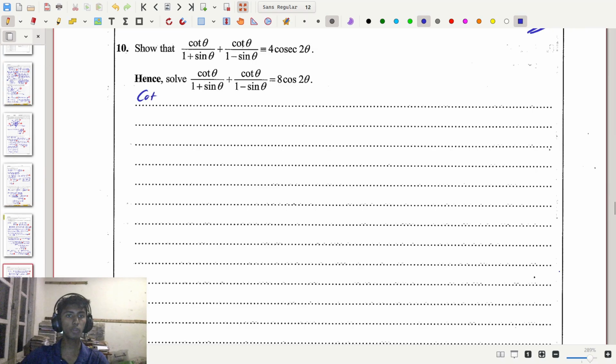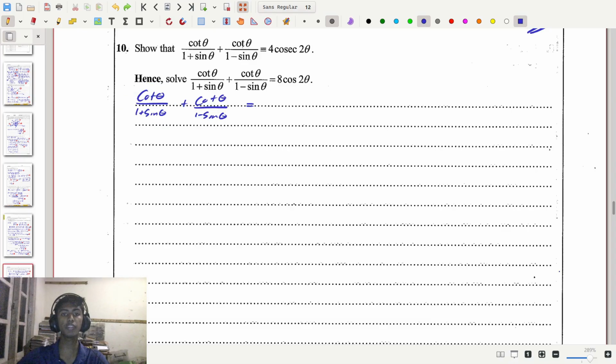So we're going to write cot theta divided by 1 plus sine theta plus cot theta divided by 1 minus sine theta. To start off and simplify, the first thing we could do is to take everything under a common denominator. The common denominator we need is 1 plus sine theta times 1 minus sine theta. Therefore, the first terms top and bottom need to be multiplied by 1 minus sine theta, and the second terms top and bottom need to be multiplied by 1 plus sine theta.